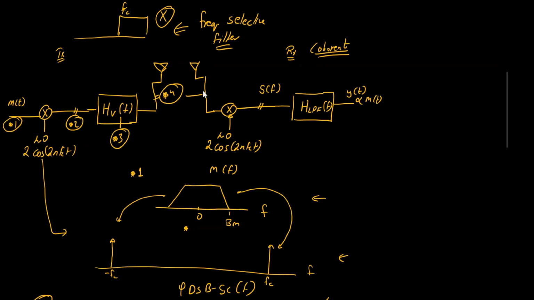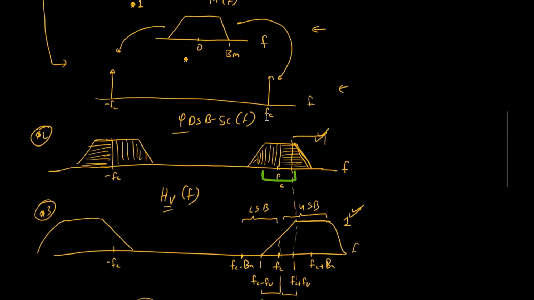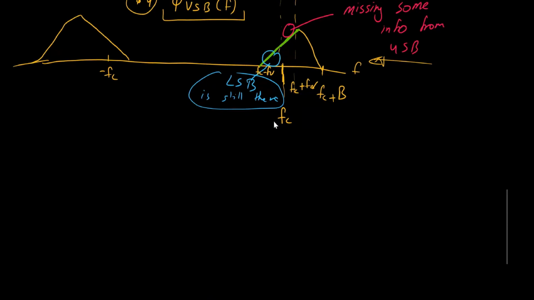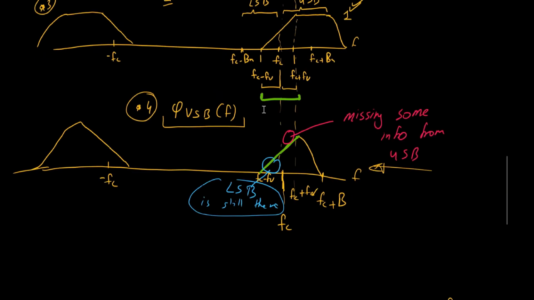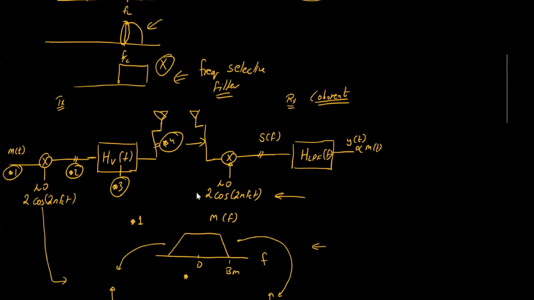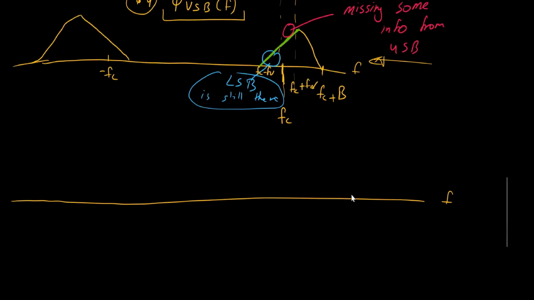Now this stage 4 signal is received at the receiver side, and we again multiply it with the local oscillator. That local oscillator is operating at cos 2 pi FC t. So we would have an impulse at FC again, and another impulse at minus FC. So this is the second local oscillator at the receiver.